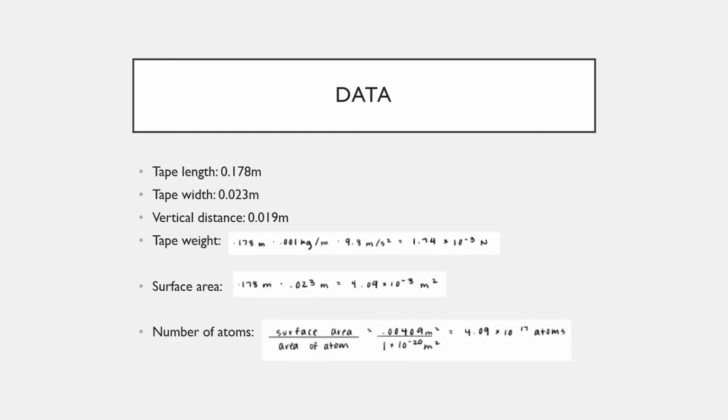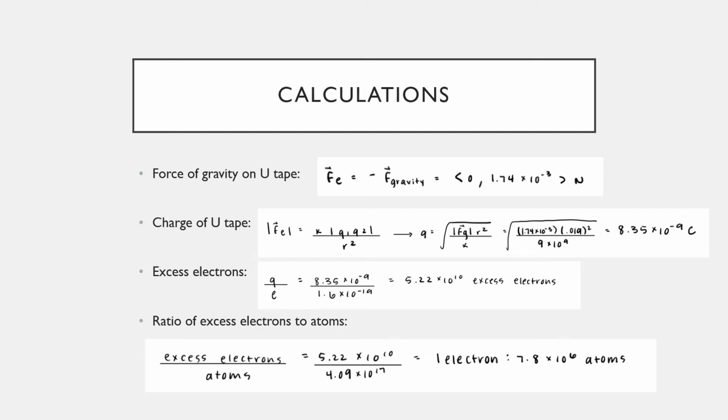Using the measured length and width of the tape and its surface area, we're able to calculate the total number of atoms present by dividing the surface area by the size of an atom. My observed vertical distance was 0.19 meters. Because the gravitational force on the tape was equal to the electric force, we can use Coulomb's law to solve for Q, the charge of the tape.